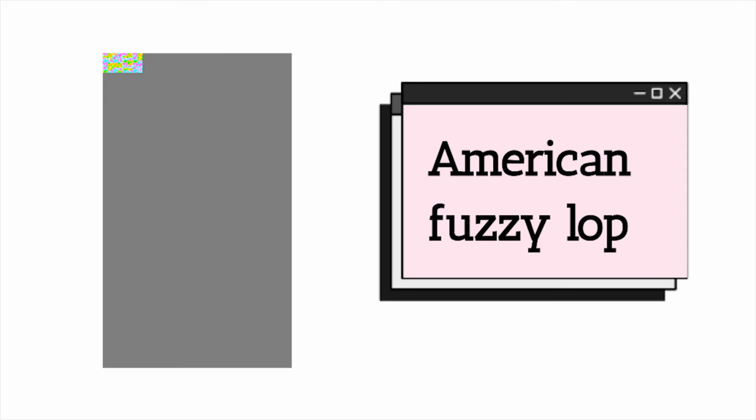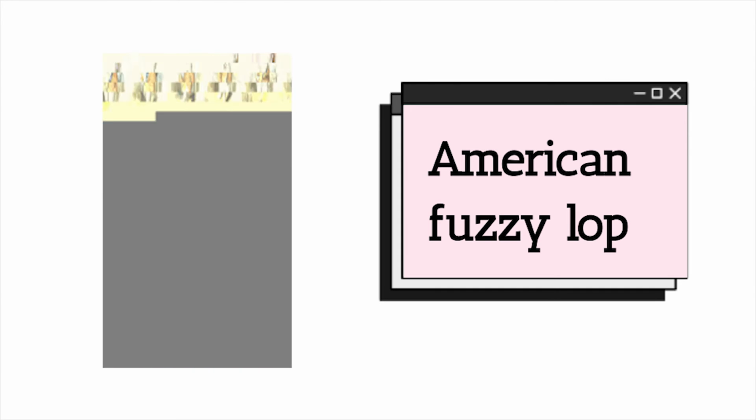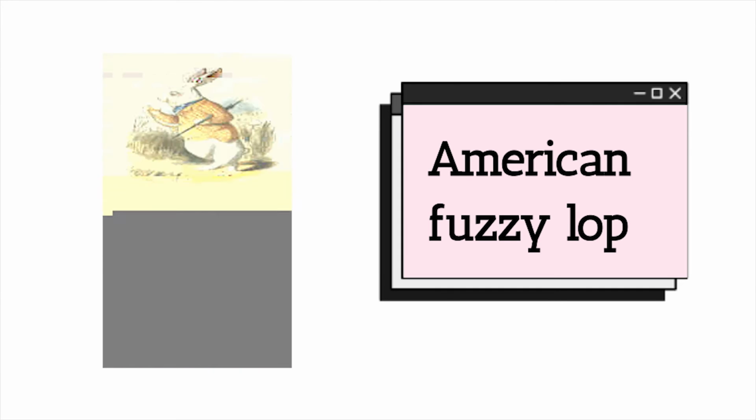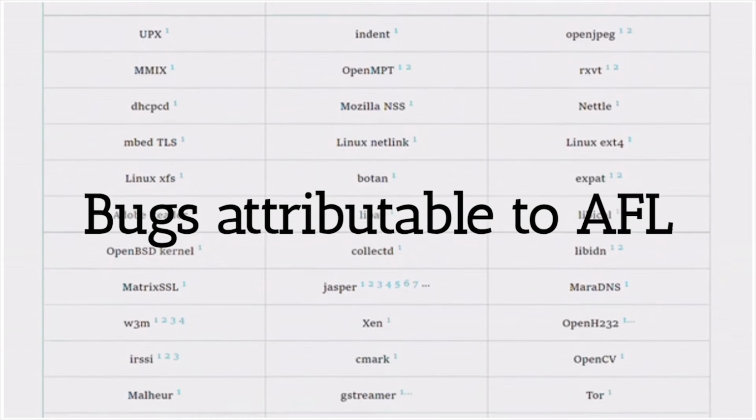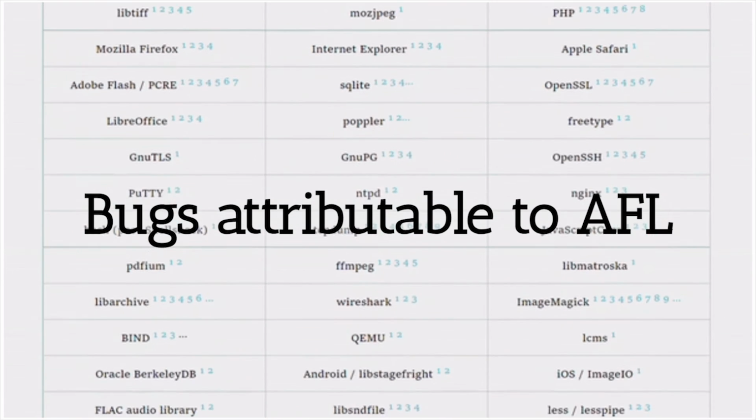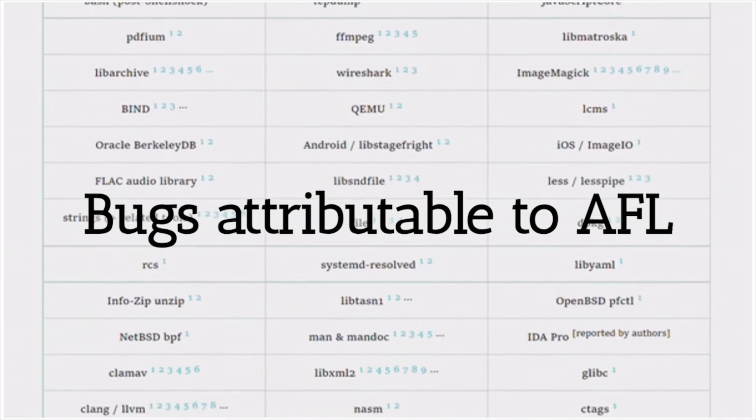Basically, American Fuzzy Lop is a brute force fuzzer that has simple genetic algorithms built in, and it uses a modified form of edge coverage to pick up subtle local scale changes to program control flow. In fact, there are over 100 bugs that can be attributed to American Fuzzy Lop.